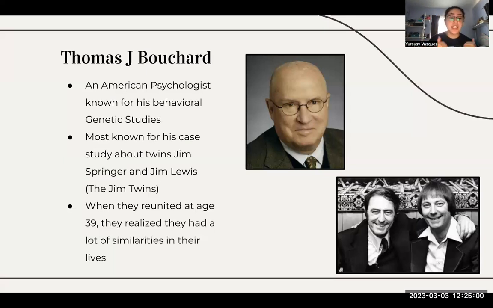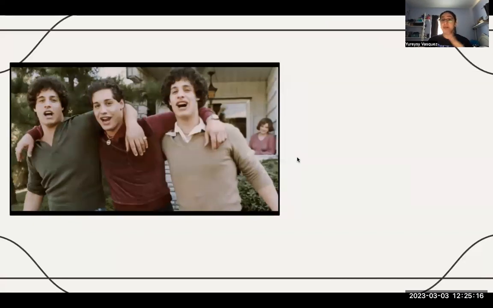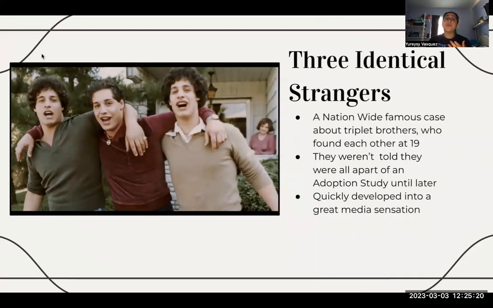And Thomas J. Bouchard said that although a lot of theories say twins are basically the same person, it's misleading, because even though they have the same DNA, they're completely different individuals, and they each have their own right. And one of my personal favorite adoptive study cases, which I learned about before even studying this, was Three Identical Strangers.